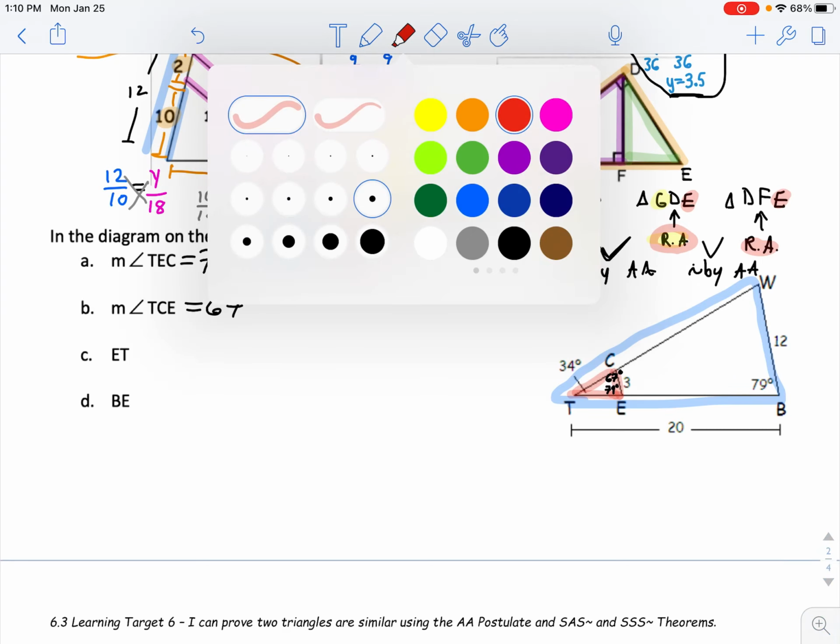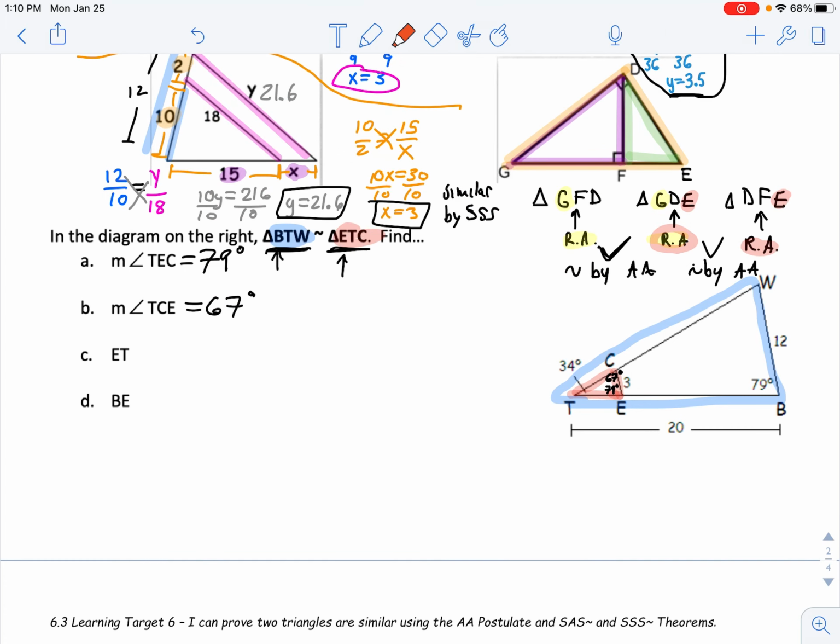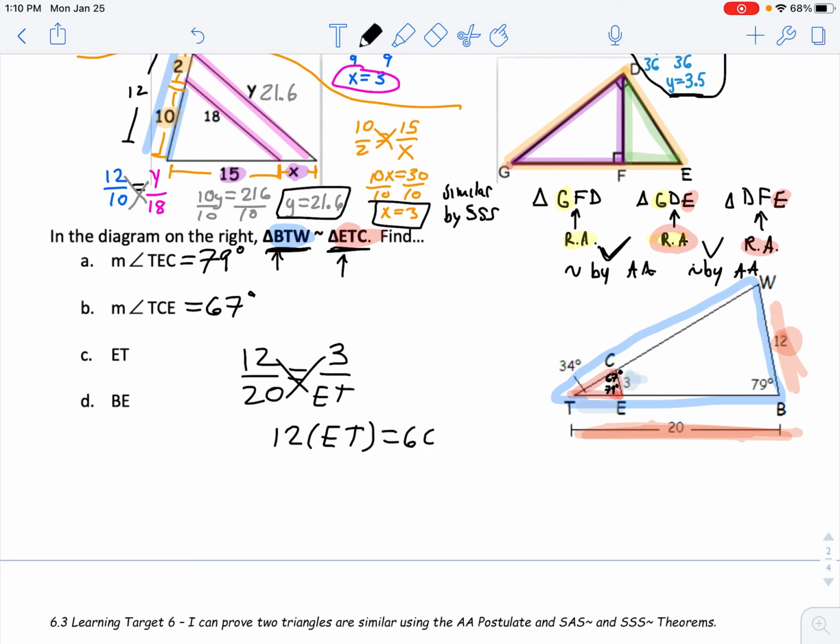Now we need the length of ET. So let's look at stuff. A couple ways to do it. I can just say, well, I have 12 and 20. Those are side lengths of the big blue triangle. I need to compare those to 3 and TE. So I can say 12 to 20 in this big triangle compares to 3 to ET in the small one. From here, I just cross multiply, and it's 5.